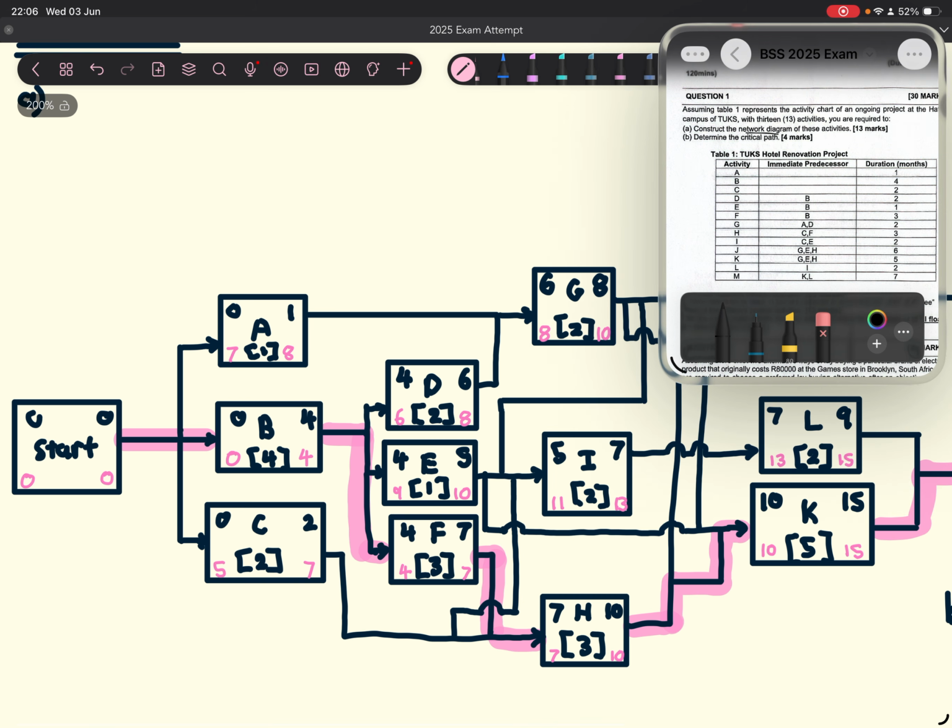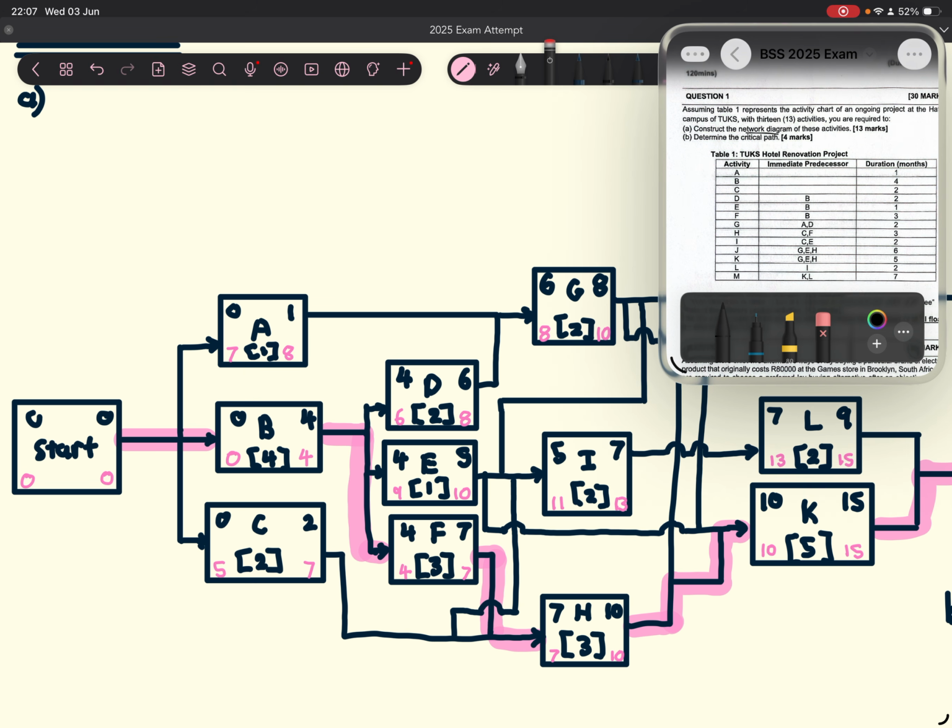So what I like to do is draw the duration in brackets just so that I can keep track of things. So from our start block, we're going to move, and then we're going to go to activity A, which has a duration of 1, activity B, which has a duration of 4, activity C, which has a duration of 2, right? And then the starting date, I guess, for each of these activities is going to be the same as the end date of our start block.